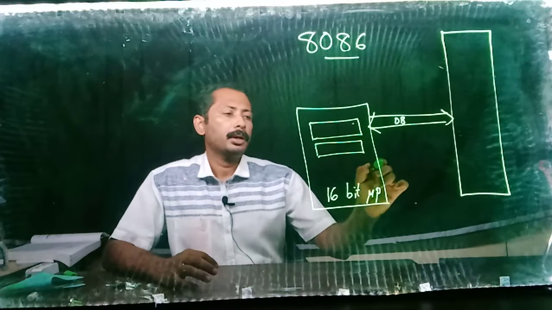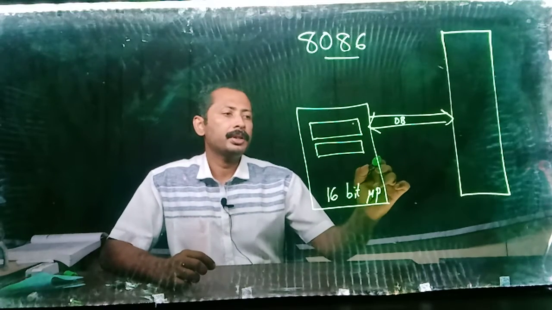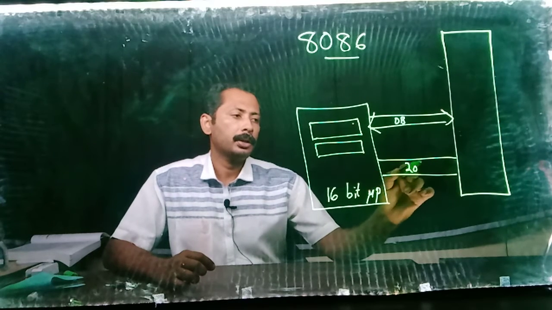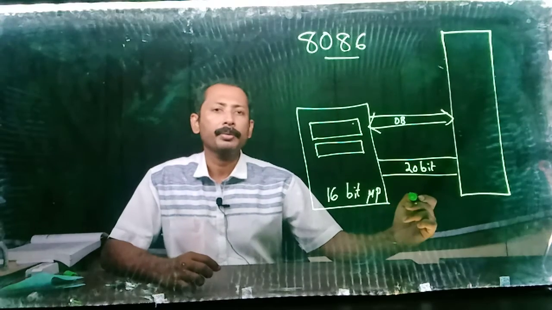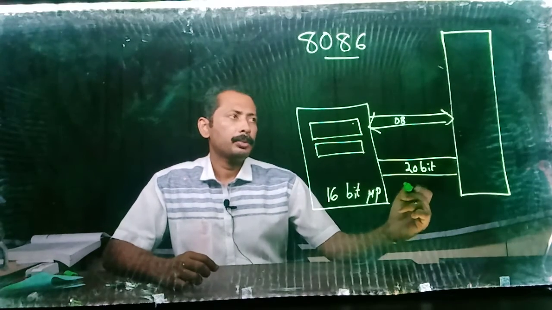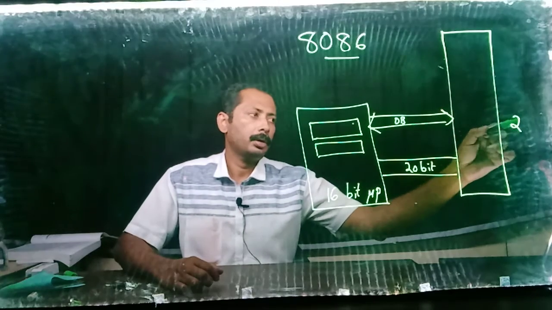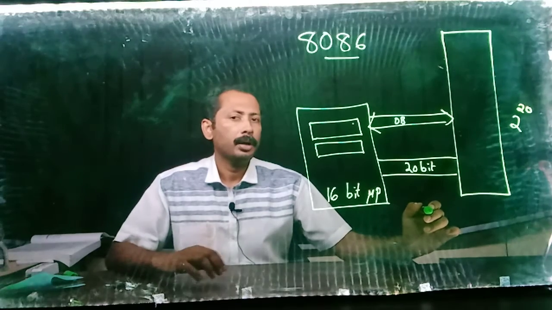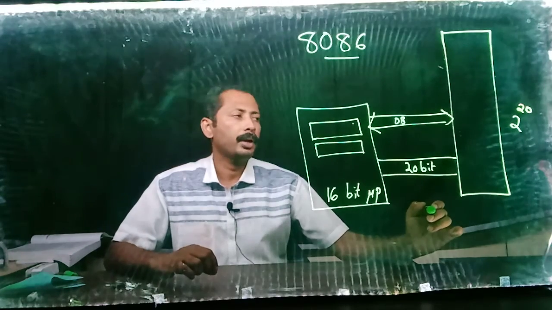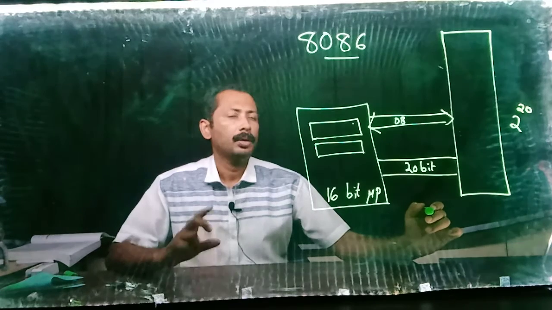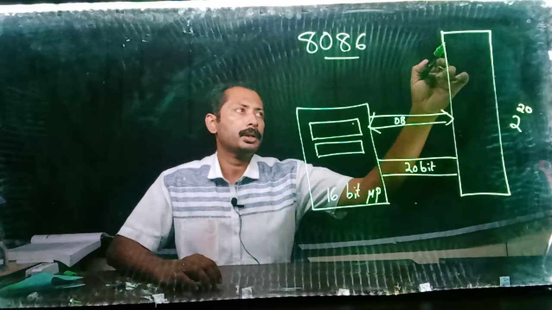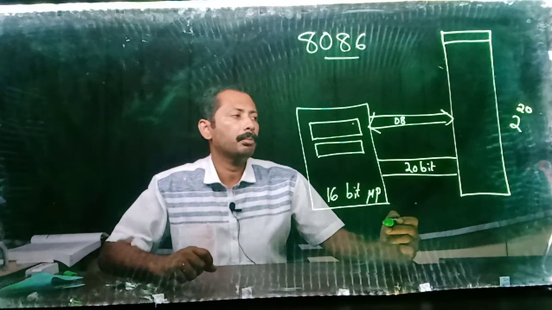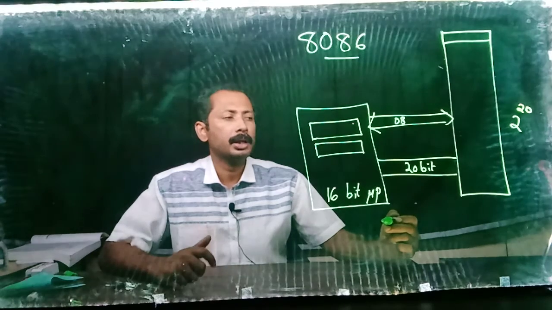Okay. So the number of address lines of this 8086 is 20 bit. So it can address up to 2 raised to 20 locations, about 1 megabyte. So 1 megabyte memory can be accessed. One location contains 8 bits. Likewise, 2 raised to 20, 1 mega, is the total addressing capacity.